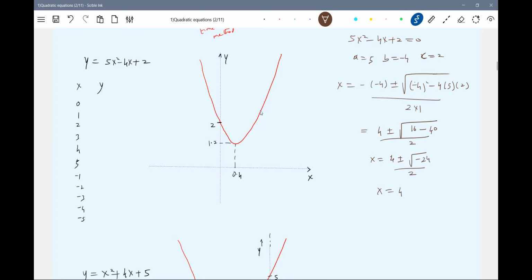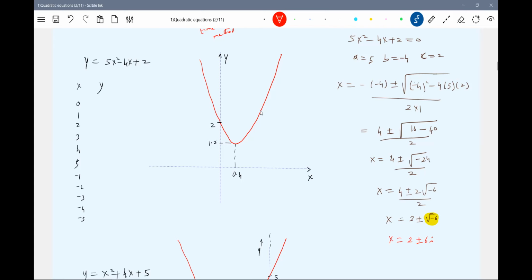So 24, so we can write it as 4 into 6, 24. So here 2 will come outside, minus 6 by 2. So this will become 2 plus or minus root minus 6. What do you mean by negative root of minus 6? So this is like an imaginary, no? We just call this imaginary, and we represent it like this: x equal to 2 plus or minus 6i.